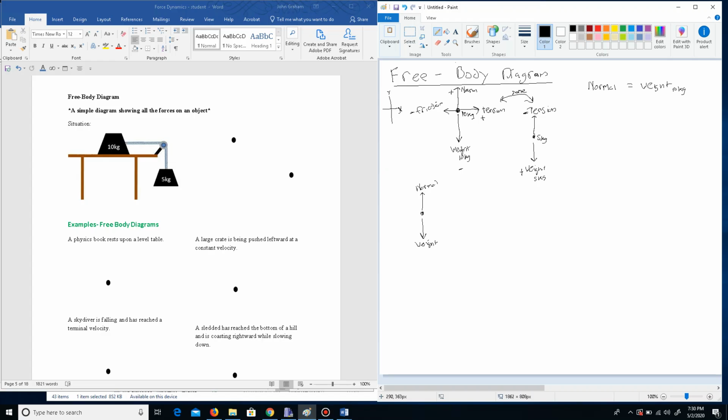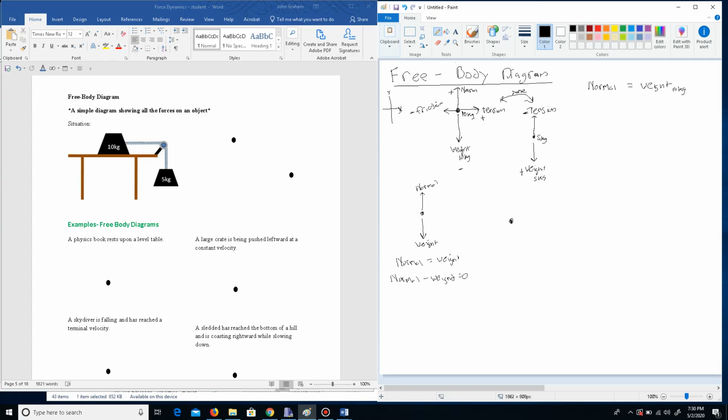A large crate is being pushed leftward at a constant velocity. Okay, so, before I go to this one, because the book is just sitting at rest, we can say that the normal force equals the weight, or that we can say normal minus the weight equals 0.